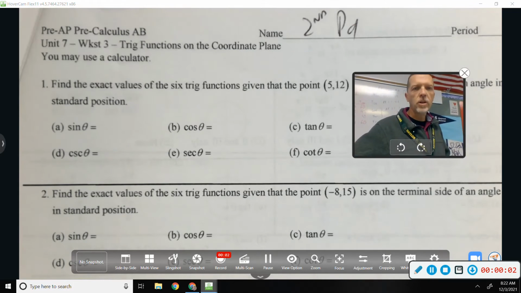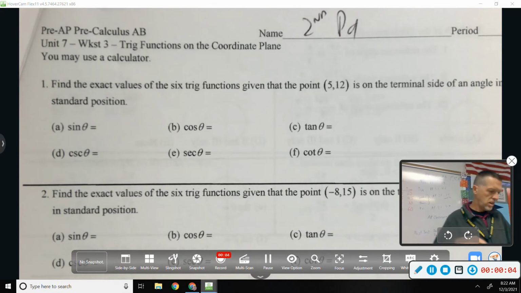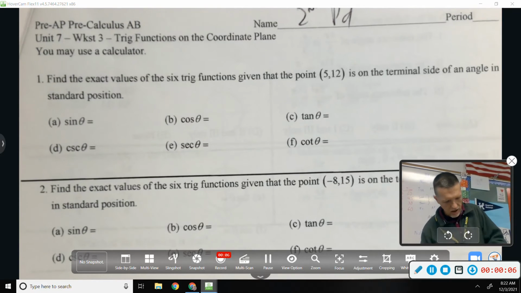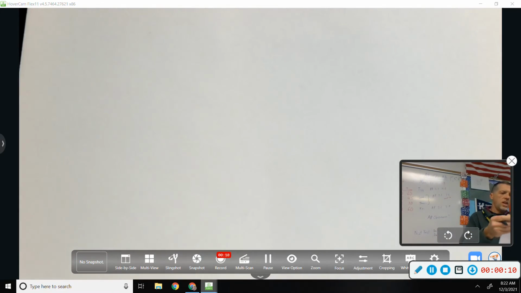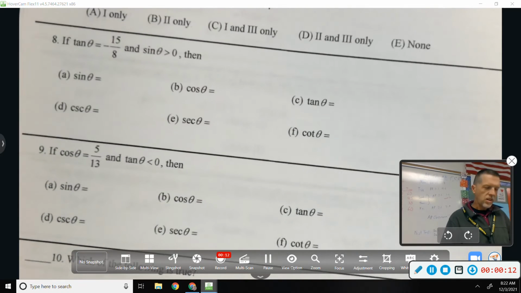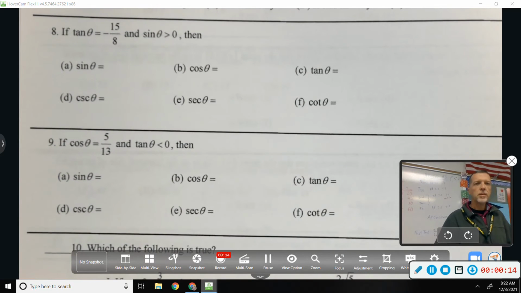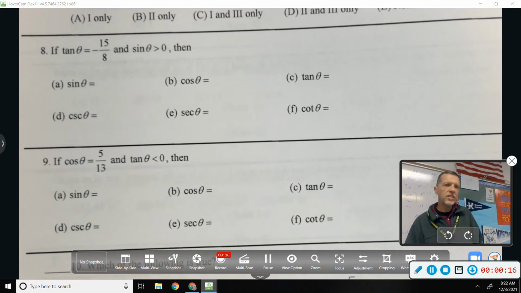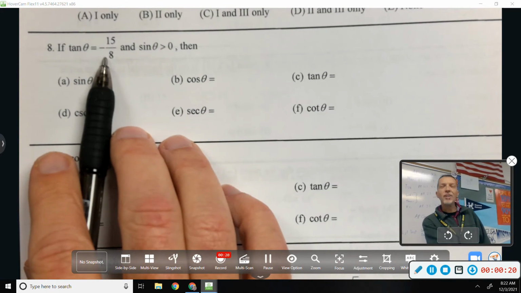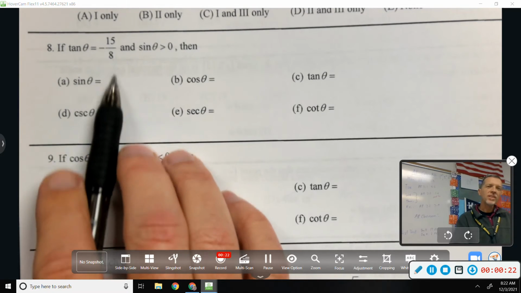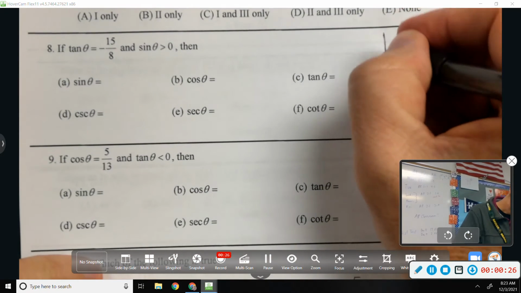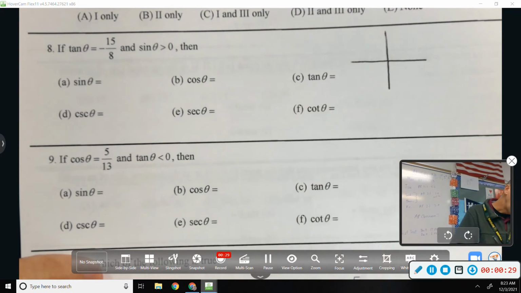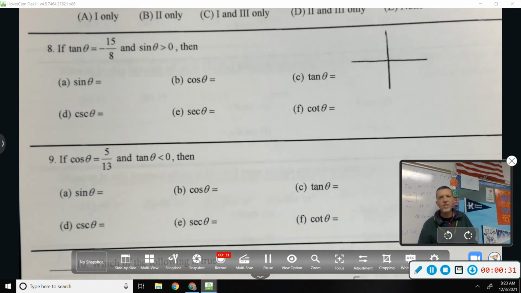So looking at worksheet 3, number 8. Oh, the puzzle problems. If tangent is equal to negative 15/8, oh, and they put the negative out front to sort of make you think about which one is negative, the 15 or the 8. And sine is greater than 0.